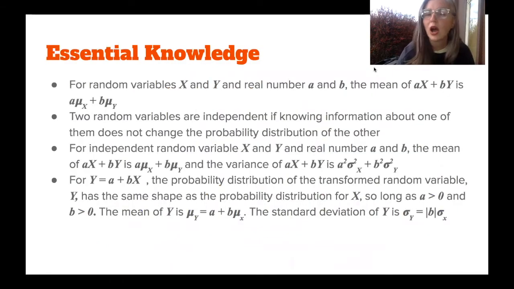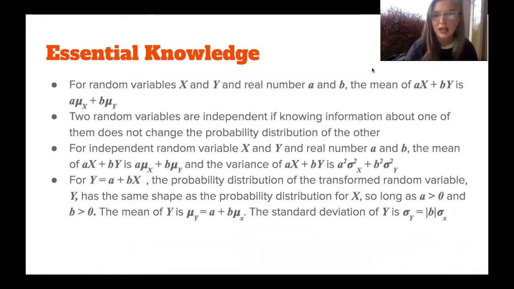And so our learning objectives here, I'll talk through them quickly, but we're going to circle back just like always. Okay, so for any random variables x and y and real numbers a and b, the mean of a times x plus b times y is just a times the mean of x plus b times the mean of y. So you can just straight multiply those means and add them together. Okay.